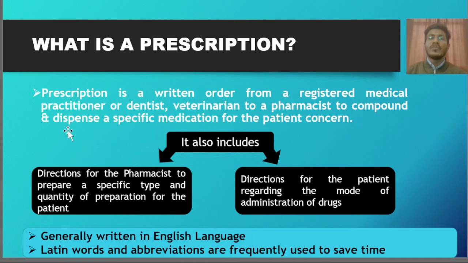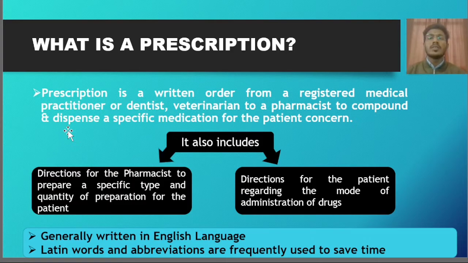Whenever we visit a doctor, the doctor generally gives a piece of paper, you might have seen. So we go with that piece of paper to the pharmacy, and the pharmacist, on proper study of the prescription, gives us the medication that we should consume as a patient. So, in standard words, a prescription is a written order from a registered medical practitioner or dentist or veterinary doctor to a pharmacist to compound and dispense a specific medication for the patient concerned.